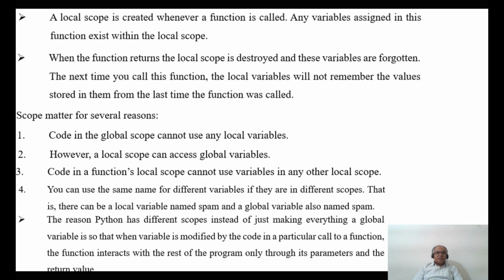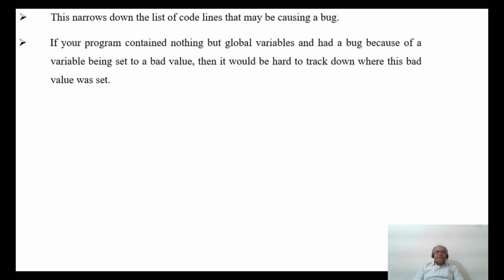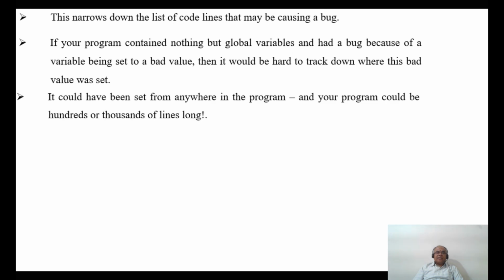The reason Python has different scopes instead of just making everything a global variable is so that when a variable is modified by the code in a particular call to a function, the function interacts with the rest of the program only through its parameters and the return value. This narrows down the list of code lines that may be causing a bug. If your program contained nothing but global variables and had a bug because of a variable being set to a bad value, then it would be harder to track down where this bad value was set.